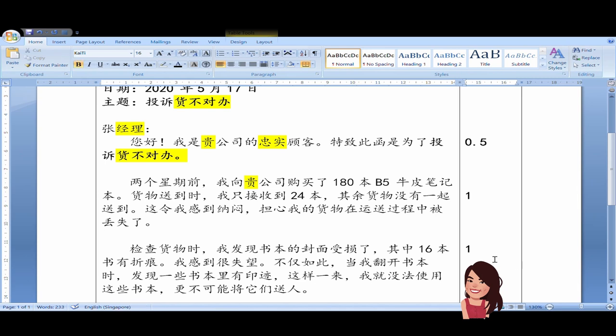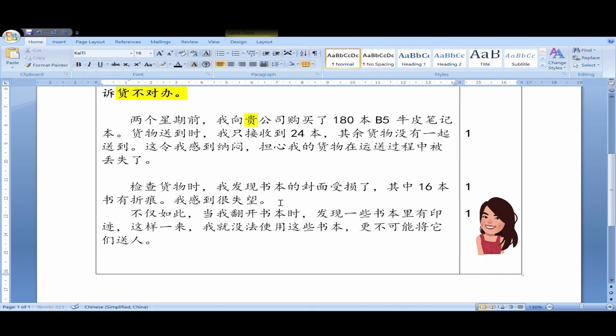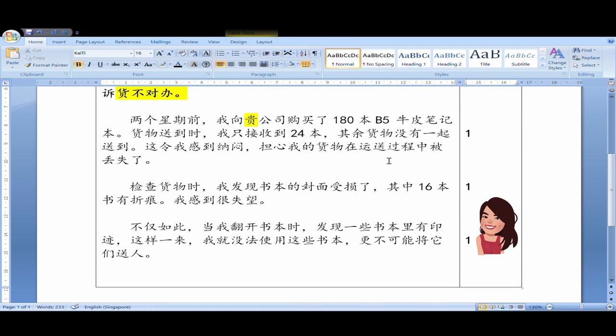当我翻开书本时发现一些书本里有很多痕迹,这样一来我就没法使用这些书本,更不可能将它们送人. Second point where I noticed in the inner side there are so many marks that I cannot use it myself. I cannot gift it to my friends because I have already listed down 3 points.